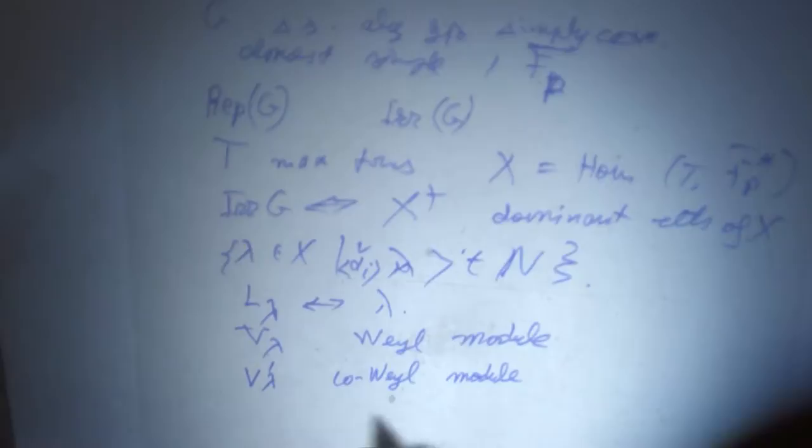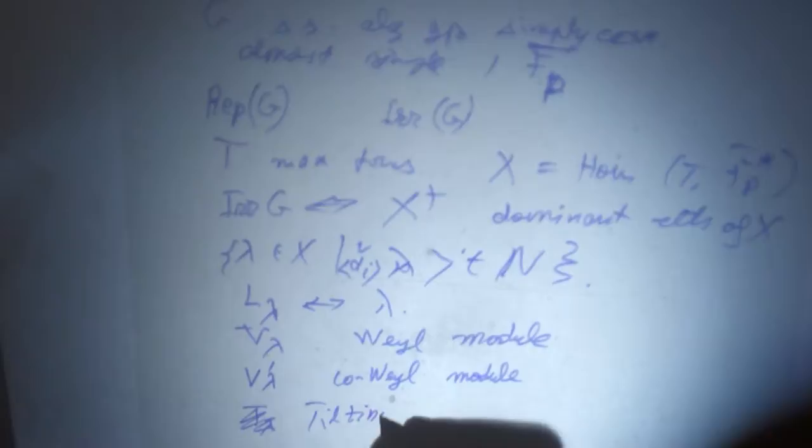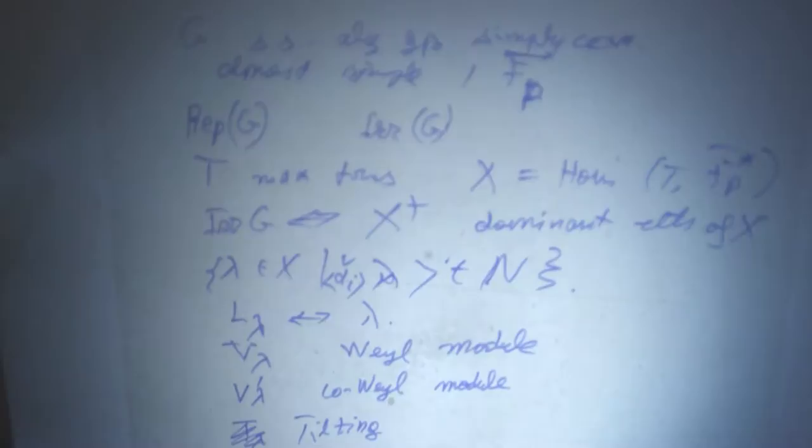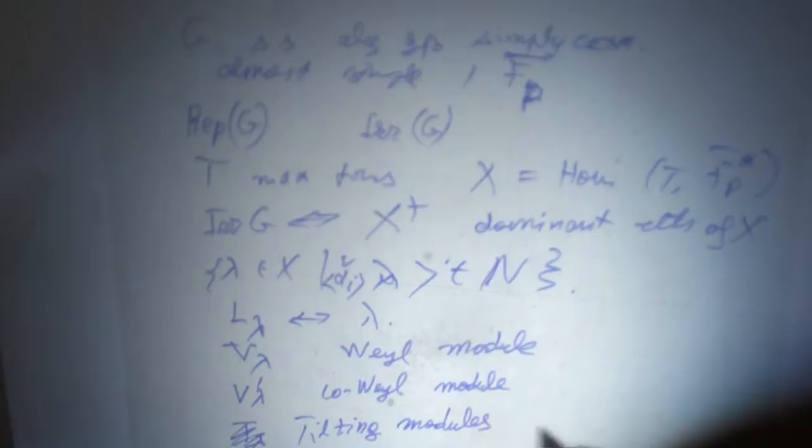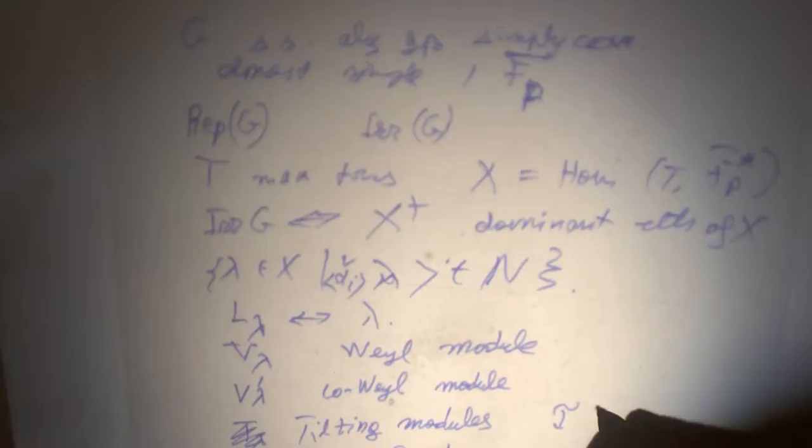And then there's another class of modules, which are tilting modules. This was not known at the time of the work when category O was introduced. Tilting modules are a notion introduced in the 1980s by Ringel, and in this particular category they were studied by Donkin, in 1991, 1993. So this is a subcategory of this. Can you see anything? I'm not so sure. Is it visible what I'm writing?